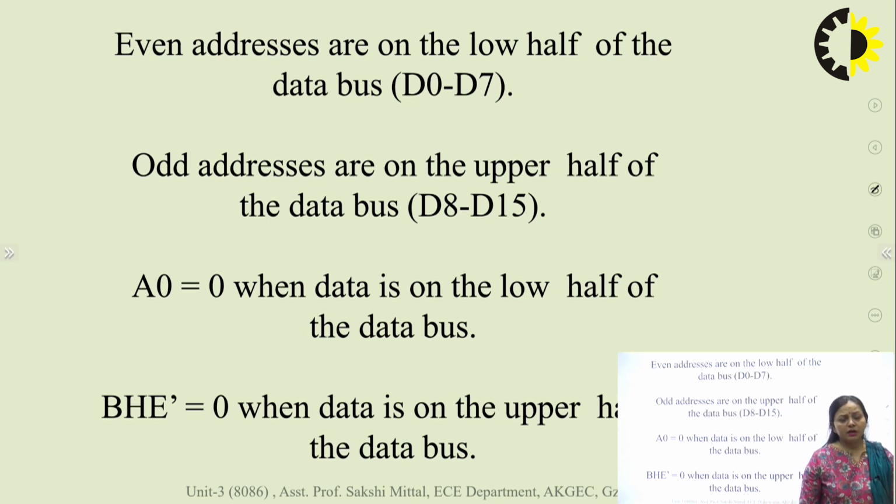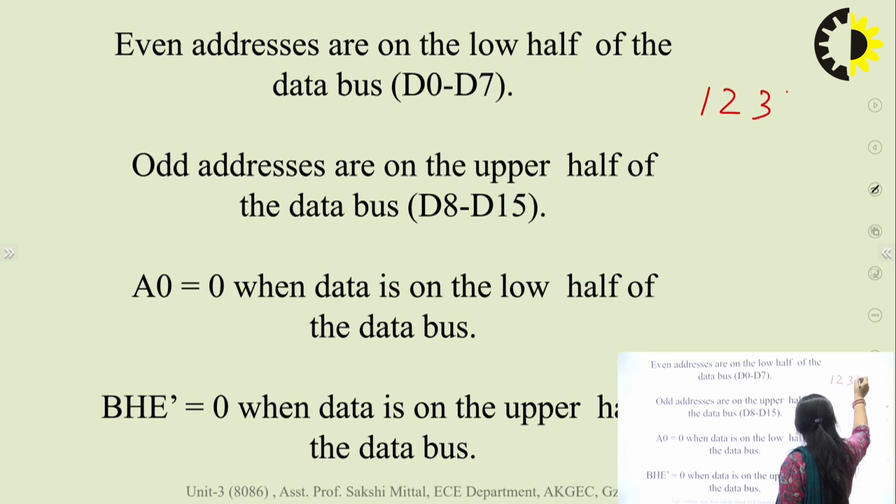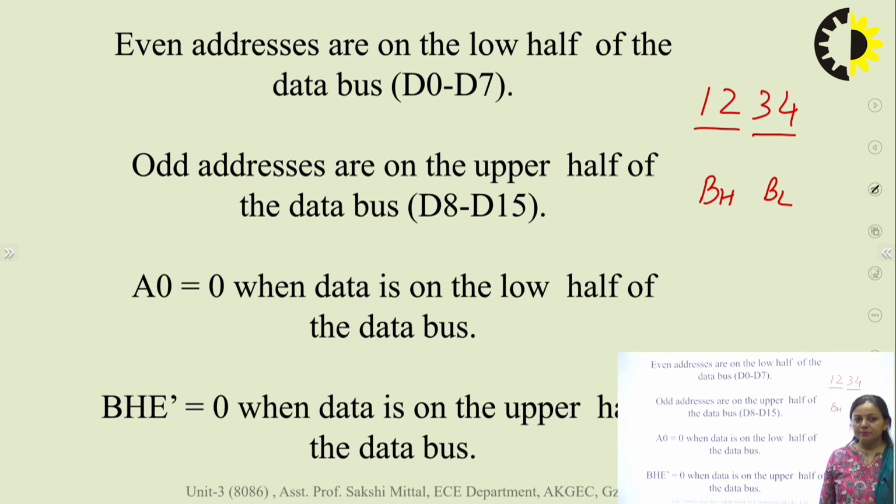And obviously, in general also, we used to read in this manner. So first you will read the lower bits into the lower register, maybe BL, then you will read the higher values into the higher register, that is BH. So in general also we used to do the same. So this was about the memory organization.